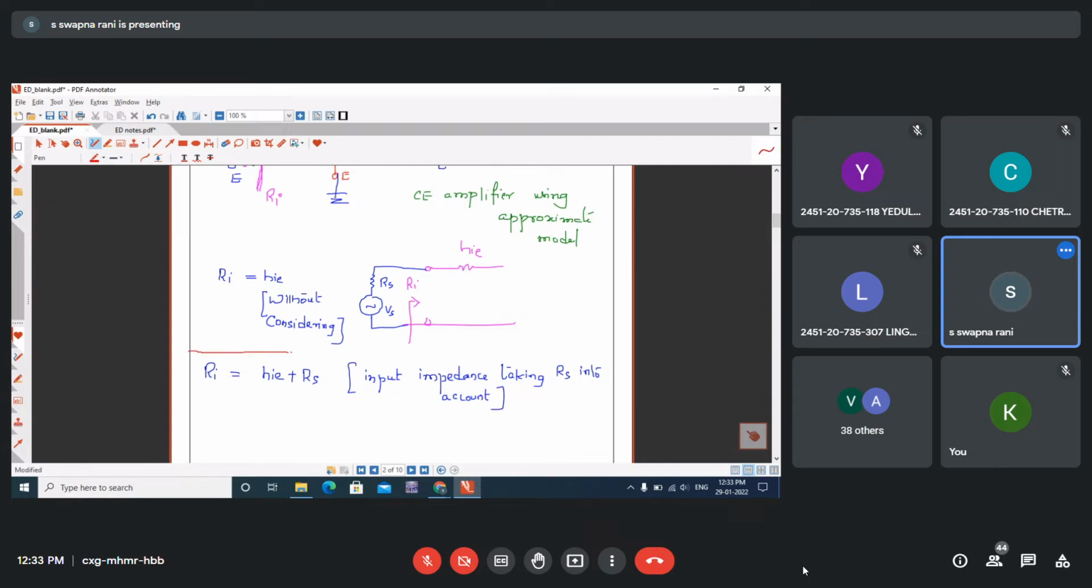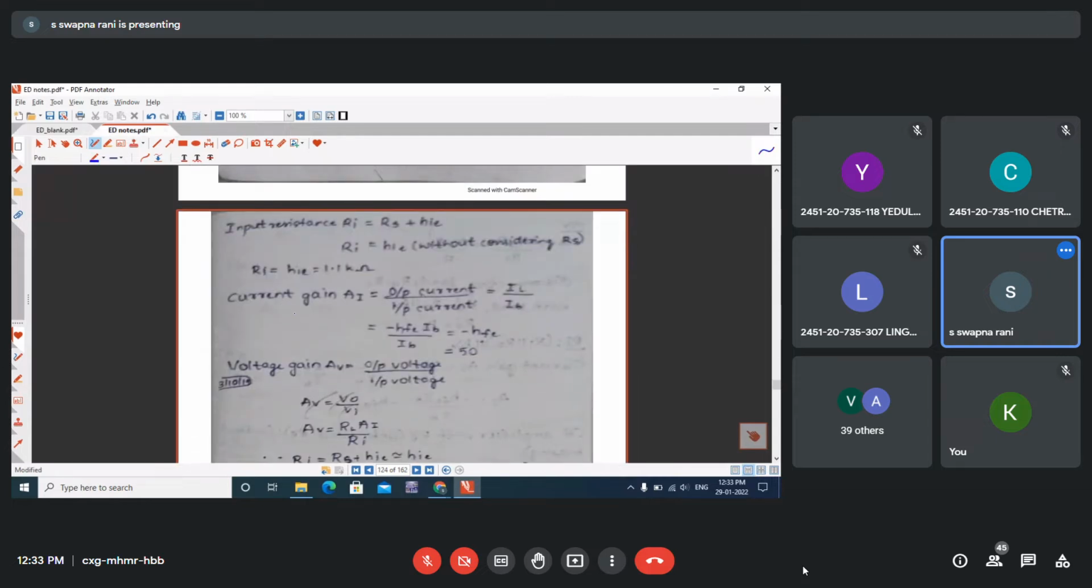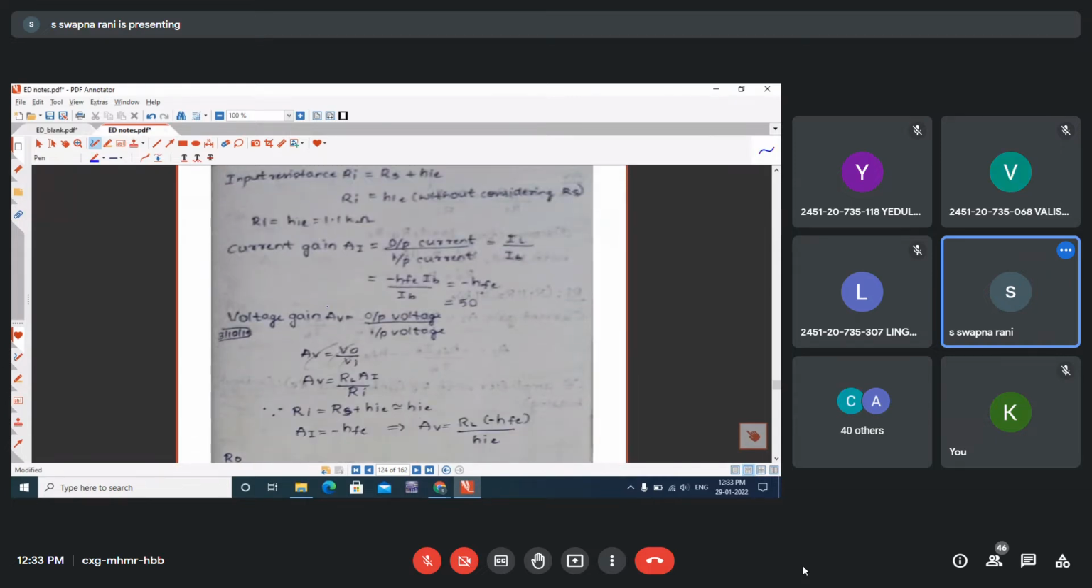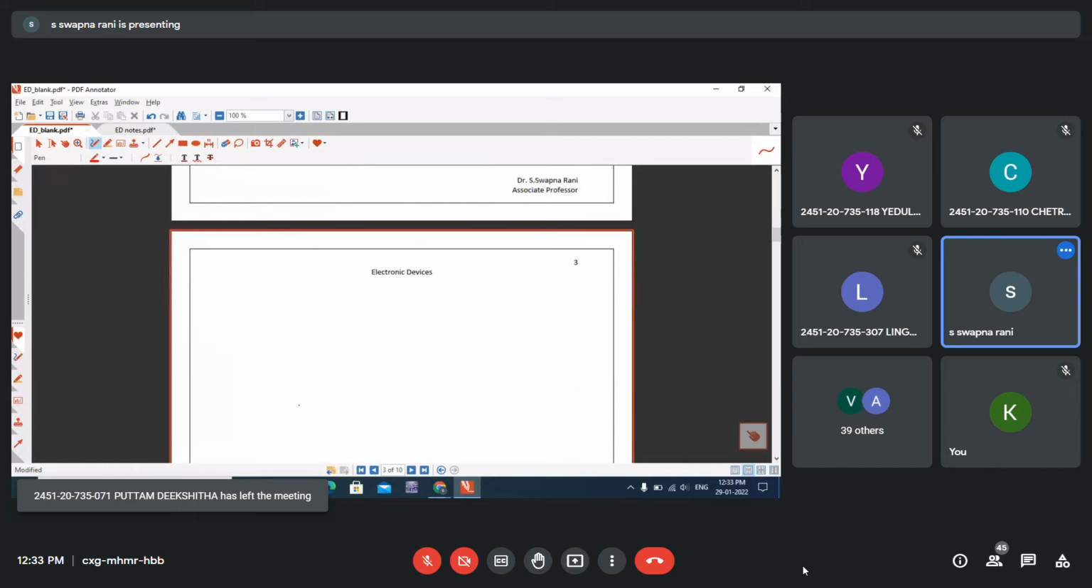So this is RI, the RI of the CE amplifier using the approximate model. Now we will find the current gain. Current gain, what is the definition? First definition, basic definition: output current by input current.